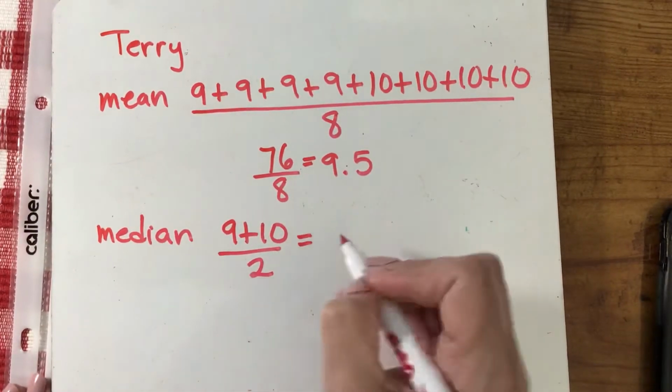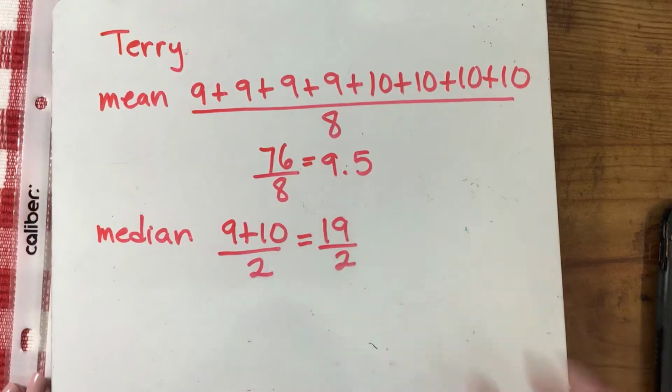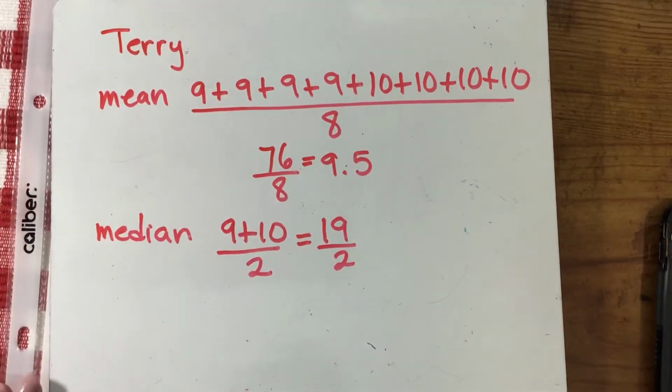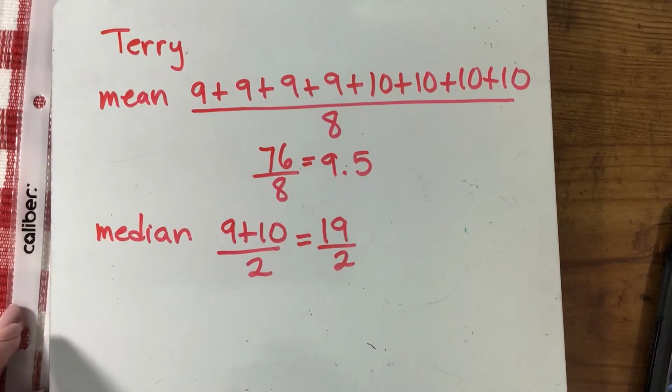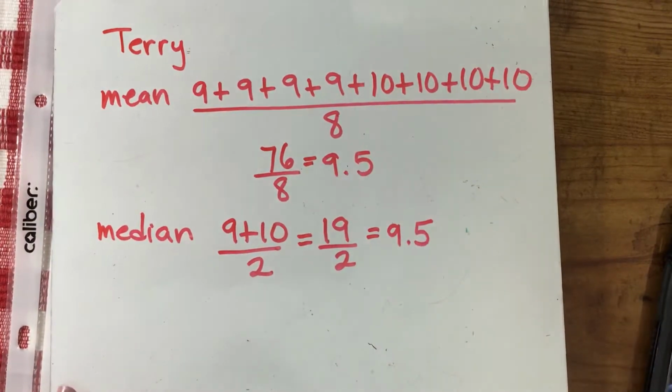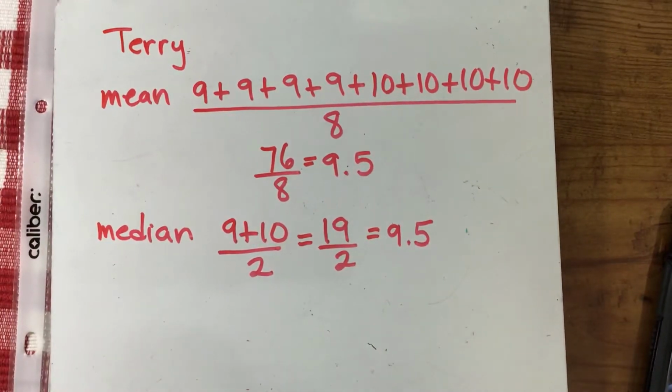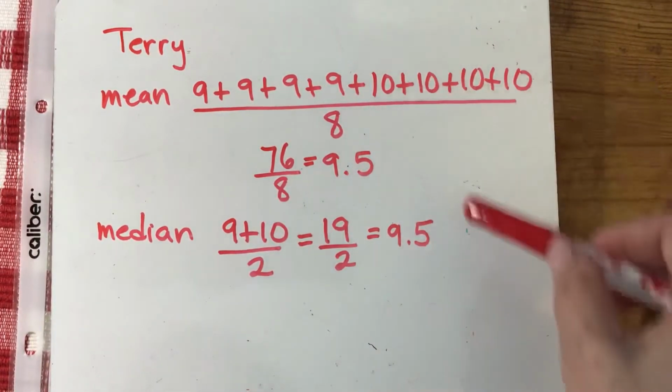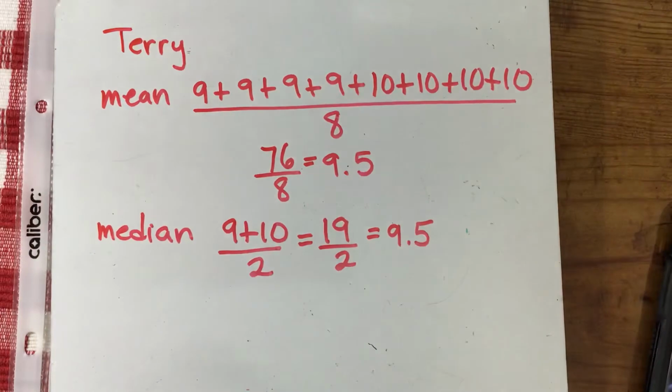So then you're going to end up with 19 over 2, and you can use your calculator again if you want, or you can just do it on your own. It's going to be 8 something. So 19 divided by 2 is 9.5. Okay, so right here it just so happens that both the mean and the median are the same for Terry.